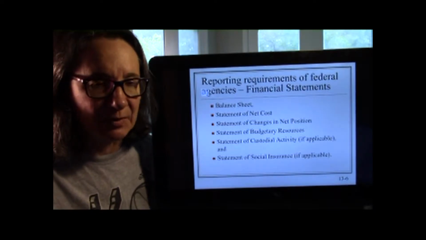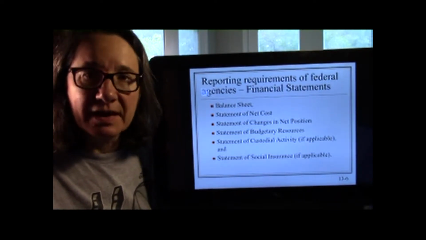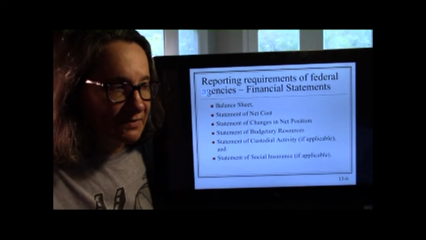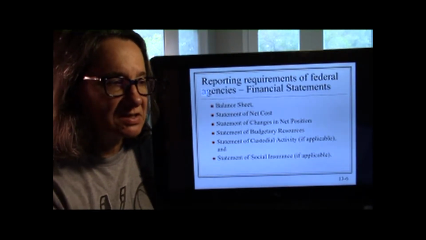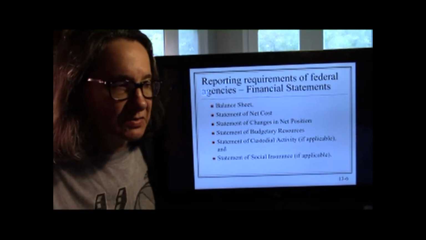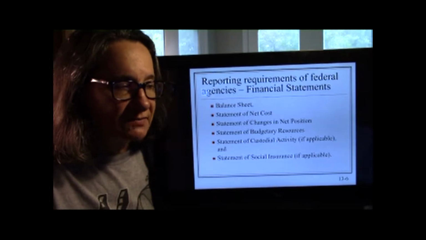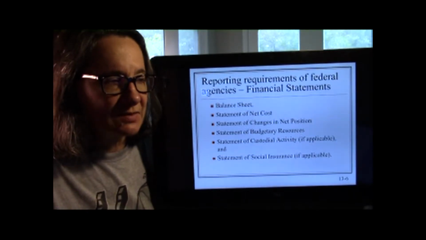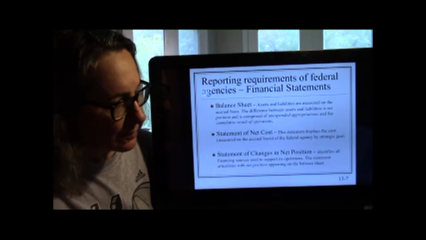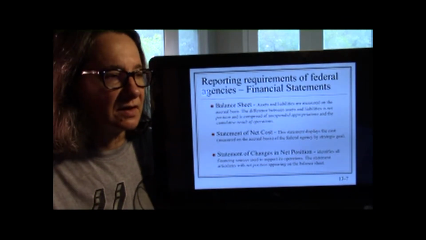What does FASAB require to be reported out? A balance sheet, a statement of net cost, statement of changes in net position, statement of budgetary resources, custodial activity if applicable, and statement of social insurance if applicable. So what are these things?